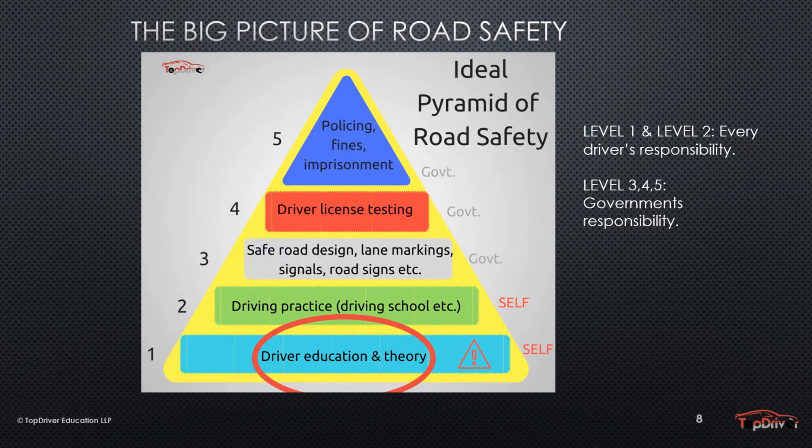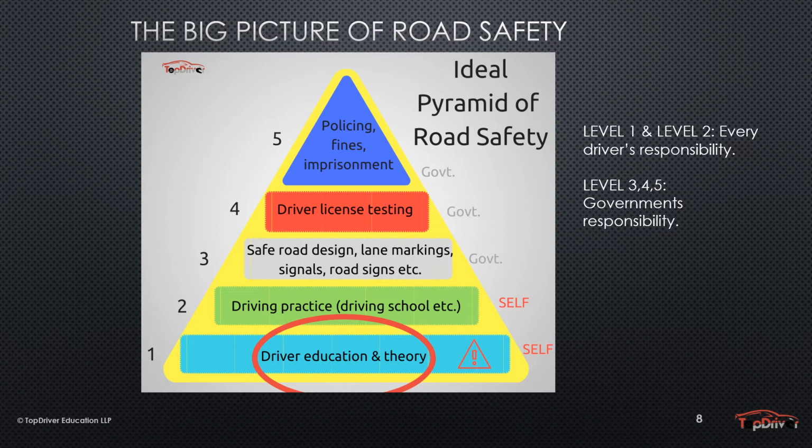Now, before we go any further, let's try to understand the big picture of road safety so you know all the players that are involved in road safety. So, right at the bottom is driver education and theory, which is every driver's responsibility and duty. The second level is driving practice, that you can enroll into a driving school or have an experienced adult teach you how to drive, on the side roads without too much traffic. Don't try to learn from a youngster because they may not know the rules themselves. So it's the blind leading the blind, you know what I mean?